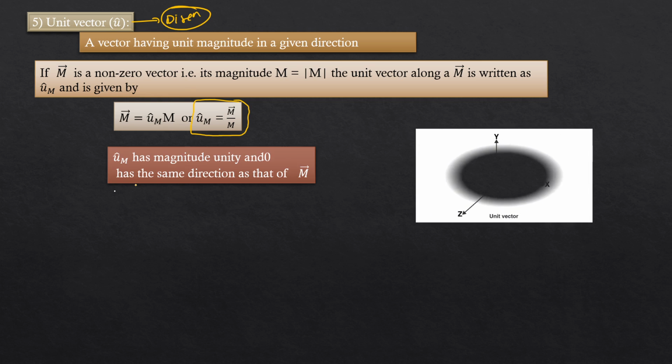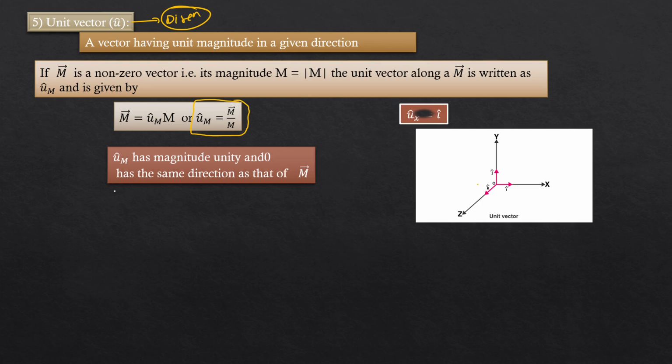So i cap, j cap, k cap we have here. We call this direction ux, so ux is i cap, uy is j cap, uz is k cap. That means the unit vector along the x axis is known as i cap, along the y axis is known as j cap, and along the z axis is known as k cap.